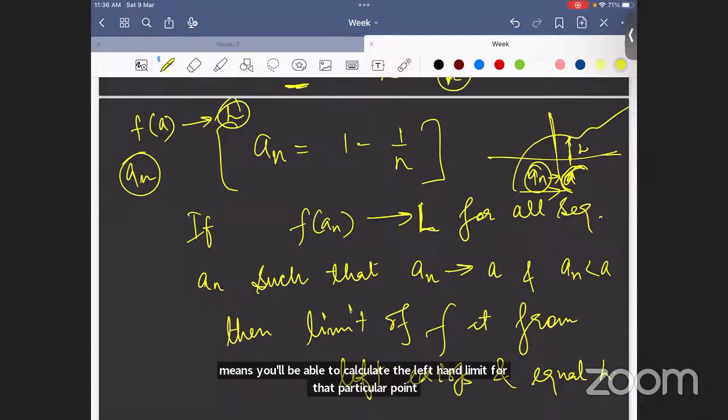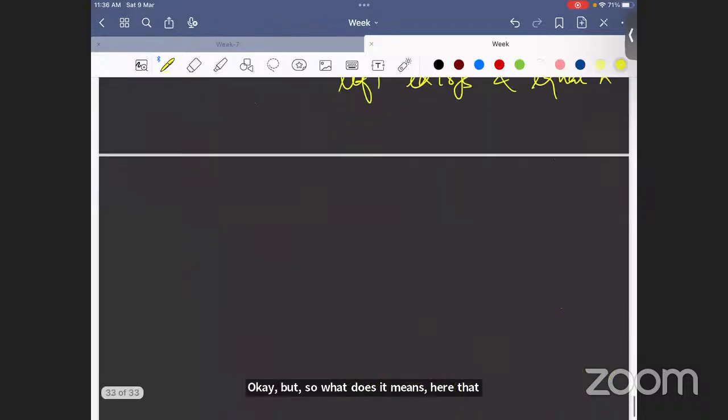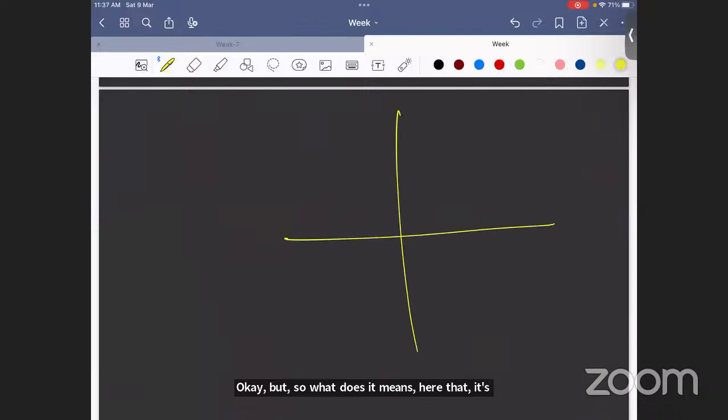It's just saying that if we move the x input to a particular value, then our function output is also moving closer to a certain value L. It simply means that your left hand limit exists, this is what it's saying.